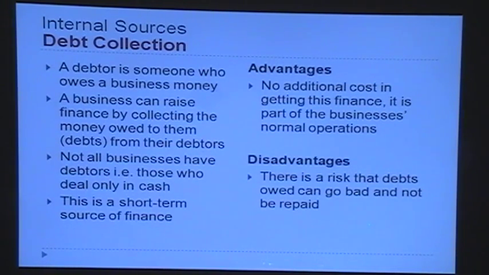However, this depends on the efficiency of debt management in your business. Let's take a look at the disadvantages. There's a risk that debt owed can go bad and therefore not be repaid. There is evidence available in theories and literature that most of the debtors can turn to unrecoverable bad debt. That means this debt can never be recovered and is therefore written off as a bad debt in your balance sheet.